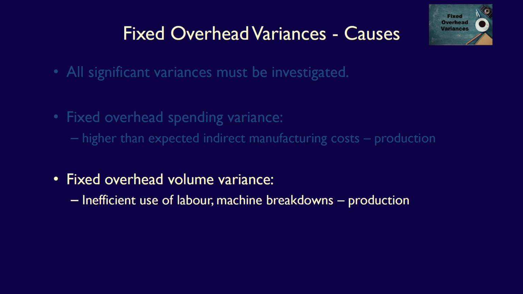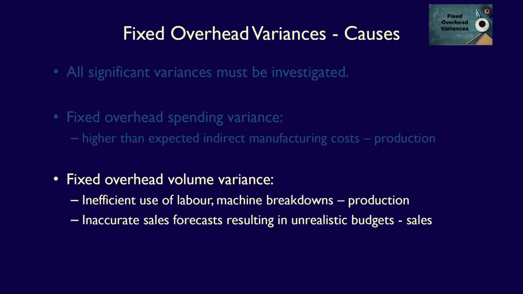Or it may be that the flow of material through the production process is experiencing bottlenecks, again resulting in a reduction of production. Similar to the fixed overhead spending variance, the fixed overhead volume variance in this case is the responsibility of the production department. However, if the difference between the budget and the actual sales is due to a lack of sales orders, then the sales department, responsible for predicting future sales, would be responsible for explaining the variance.